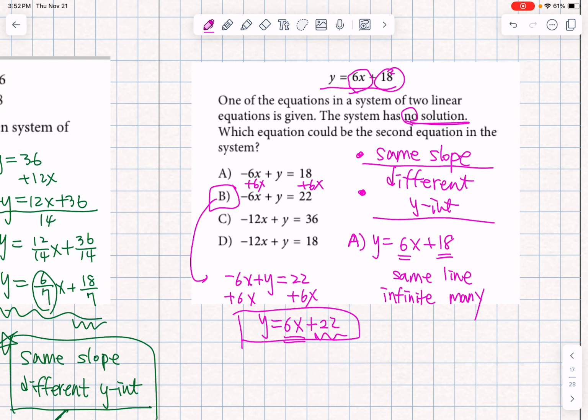For the other two, if you solve for y, the first is y equals 12x plus 36 and the bottom one is y equals 12x plus 18. The slopes for C and D are 12, which is a different slope from the given, which means they intersect. So to find no solution for a system of equations, find two lines that have the same slope with a different y-intercept.